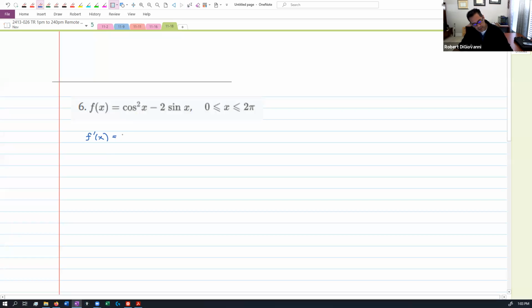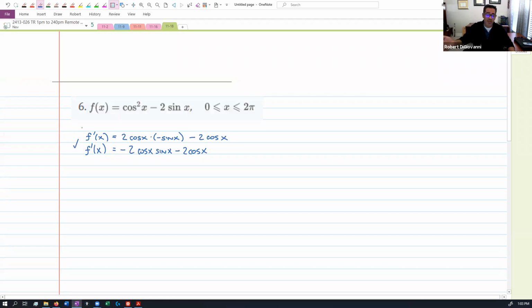So the derivative of cosine squared x is 2 cosine x times the derivative of cosine x, which is negative sine x. And then I can say minus 2 cosine x. Cleaning that up, I can put negative 2 cosine x sine x minus 2 cosine x. So that's my first derivative. Any questions there? Chain rule, good? All right, there's my first.